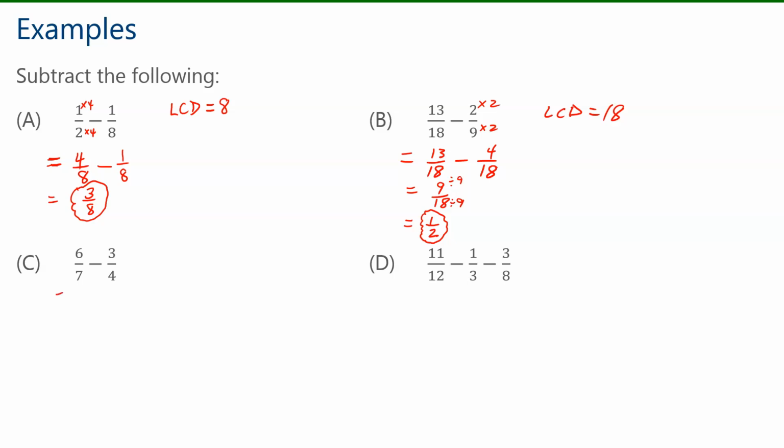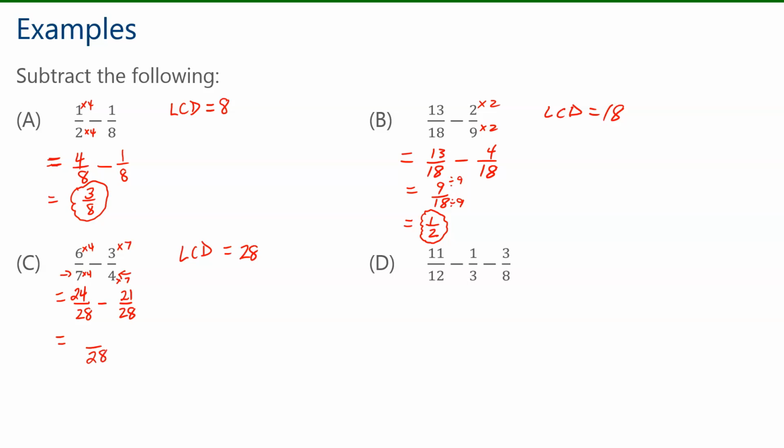In C, 6/7 subtract 3/4. Now, what would be the least common denominator for 7 and 4? If you were to list out your multiples and look for the least common, it would be 28. So in this case, I need to rewrite both fractions with a denominator of 28. 7 times 4 gives me 28. 6 times 4 gives me 24. 4 times 7 gives me 28. 3 times 7 gives me 21.